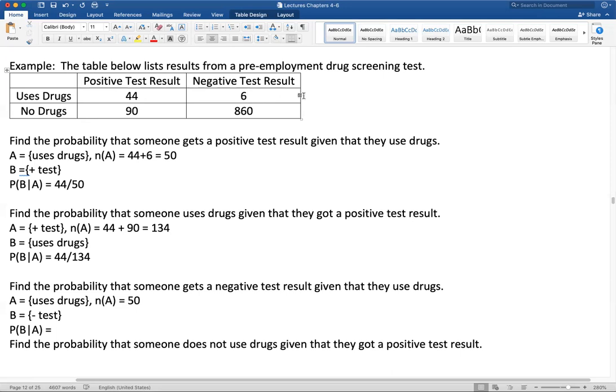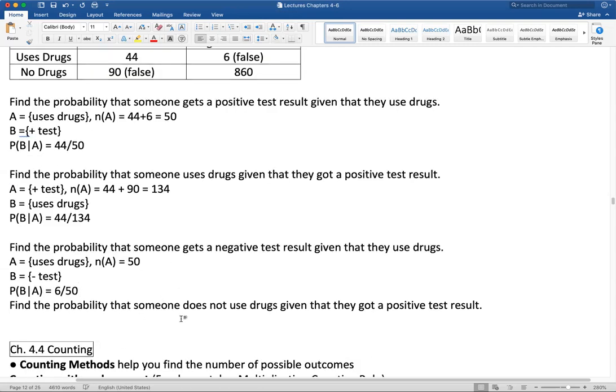It's called a false negative test result. Someone got a positive test result even though they didn't use drug is going to be a false positive test result. Okay. So anyway, back to the problem. The conditional probability of B given A is going to be 6/50, right?